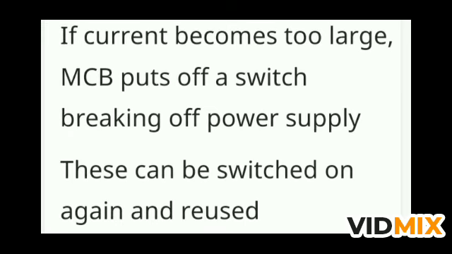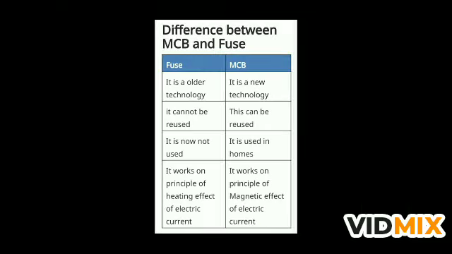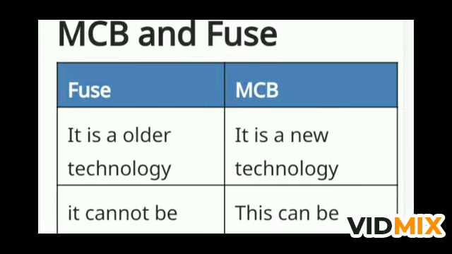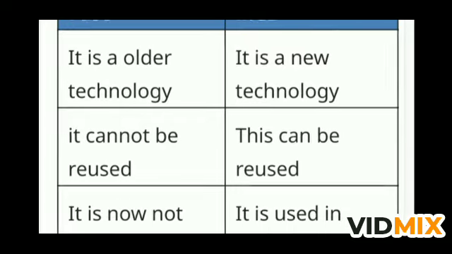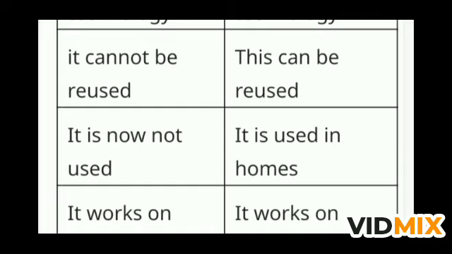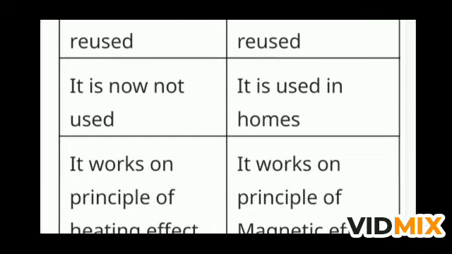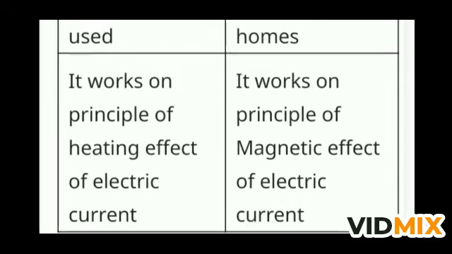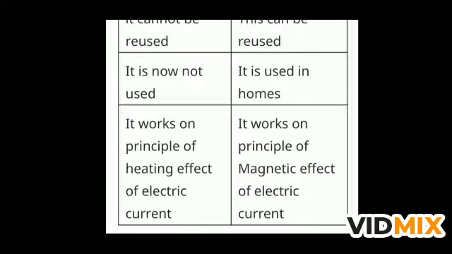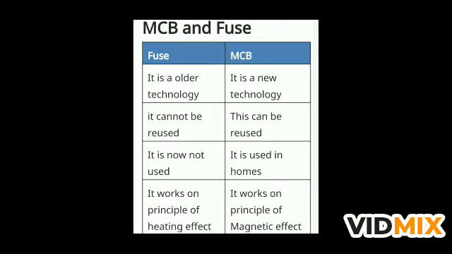Whenever the MCB trips, it means that there is some problem in the circuit. We have to check that, and again if we switch on this MCB, the current will flow again. What is the difference between MCB and fuse? Fuse is older technology, MCB is a new technology. A fuse cannot be reused, and an MCB can be reused. Fuse is now not in use in homes. It works on the principle of heating effect of current, but MCB works on the principle of magnetic effect of electric current. This is the difference between fuse and MCB.